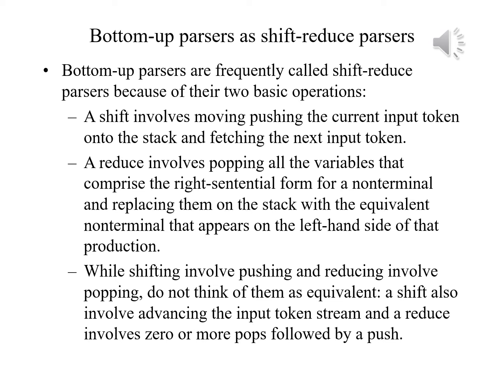Reducing is more complicated. It involves popping all the variables on the stack that make up the right-hand side of the production and replacing them with the non-terminal on the production's left-hand side. While it is tempting to think of shifting and reducing as simply being pushing and popping, that is not the case. Shifting involves moving to another state and fetching the next token. Reducing also involves pushing the appropriate non-terminal on the stack.